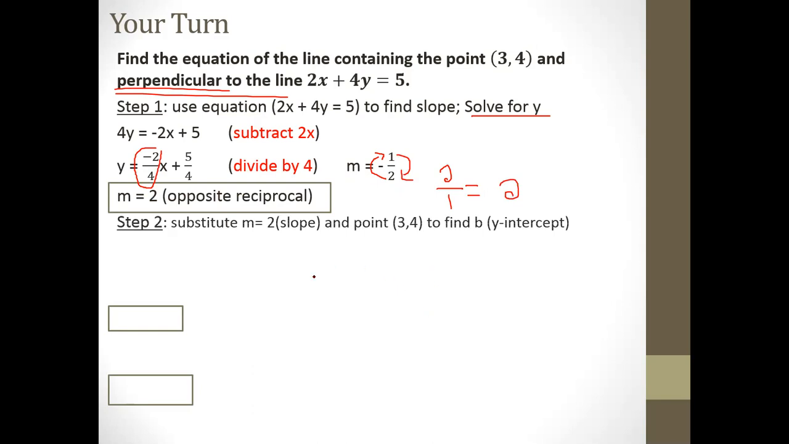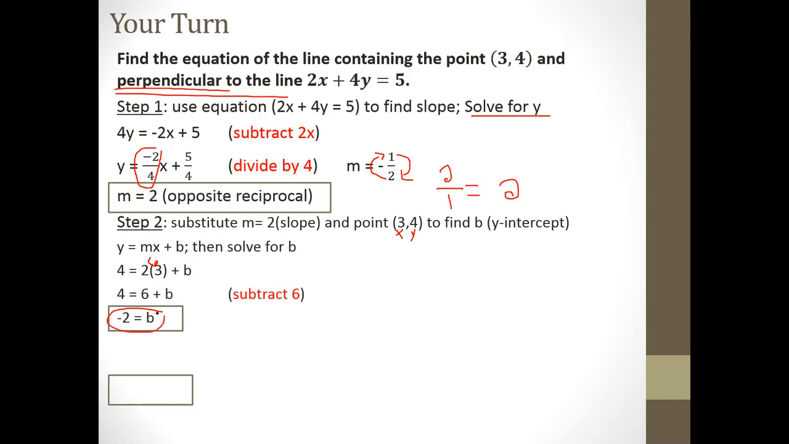Now we need to find the y-intercept. You substitute 2 for your slope and use the point you were given, 3, 4, to find the y-intercept. When we substitute those values into our slope-intercept form of the equation, using 3 for x and 4 for y, we'll get 4 equals 2 times 3 plus b. 2 times 3 is just 6. We're going to subtract that 6 from both sides of the equation. We'll get our y-intercept. b is negative 2.